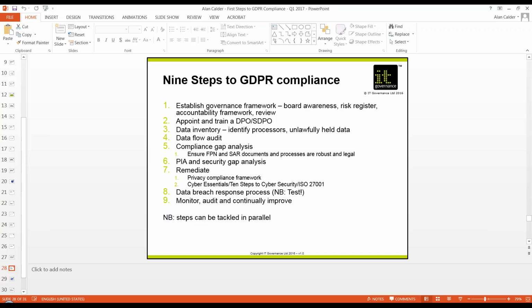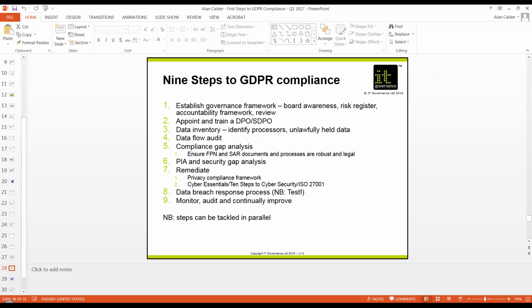Do a privacy impact assessment and look at security gaps. Select controls to limit access to information for those who don't need to access it, improve protection to confidentiality and integrity, make sure that those who do need information can access it, and then remediate. Look at all of the gaps that you've identified, take remediation action, put a privacy compliance framework in place, look at implementing Cyber Essentials, the 10 steps to cybersecurity, which larger organizations might already have in place, and of course ISO 27001 as being really should be the baseline for demonstrating appropriate administrative and technical measures for security.